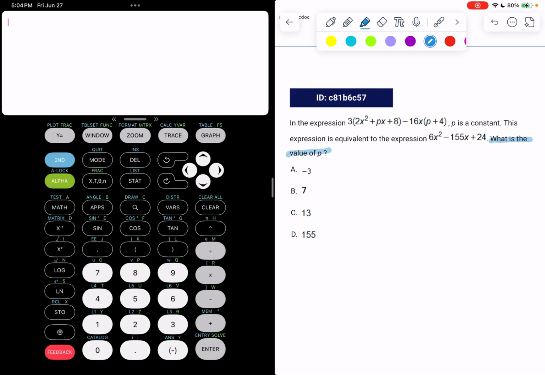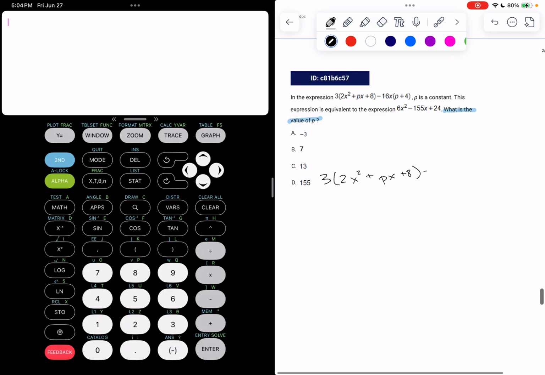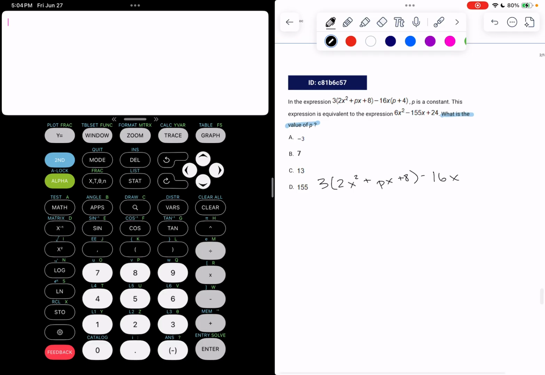Well, this is a plug-in or backsolve. Think to yourself, see all those numbers in the answer choices? We could really just try them out and stick them back in for p. So this is a backsolve. So let's copy out our original equation. Our original equation is 3 times 2x squared plus px plus 8 minus 16x times p plus 4. And I know that has to simplify to this guy here.